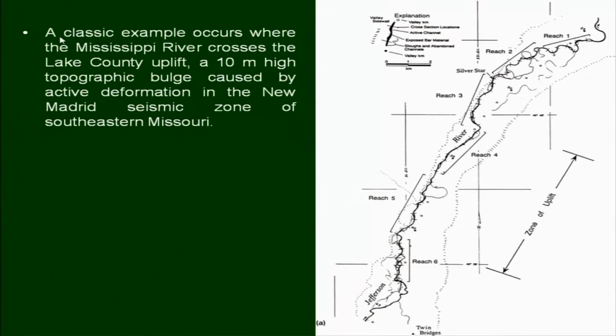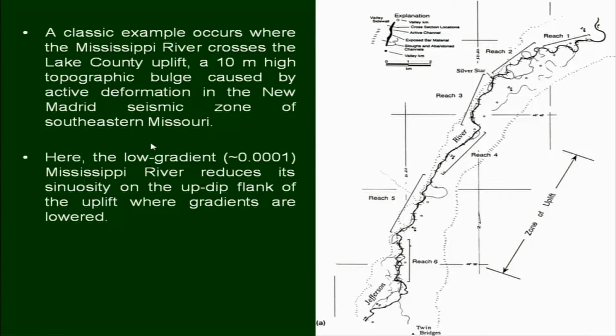So the classical example occurs where the Mississippi River crosses the Lake County uplift, a 10-meter high topographic bulge caused by active deformation in the New Madrid region. The New Madrid region, as I was saying, is part of the stable continent. It is considered a stable continent, but this area is a seismically active region, and this is well justified by the occurrence of small and large magnitude earthquakes in this region and continuous monitoring of the seismic activity.